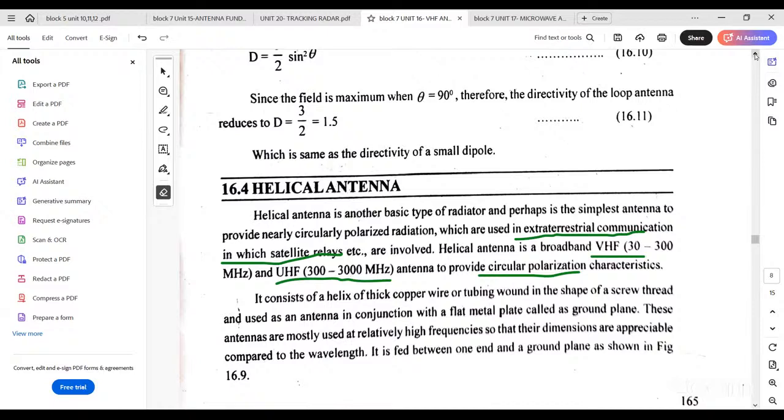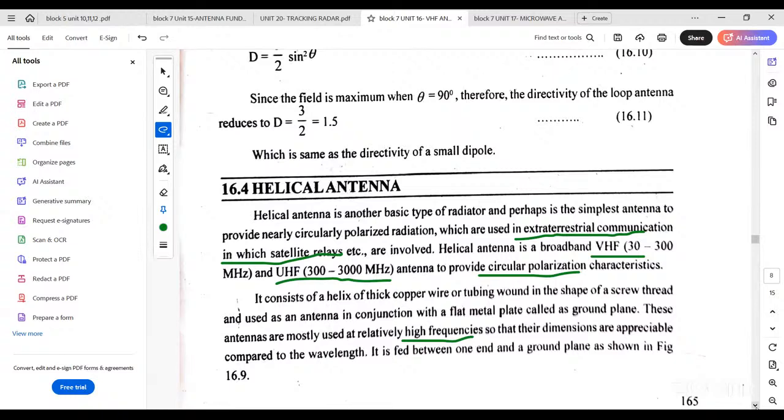At the beginning point of the helical tube, I am keeping one vertical plate. That plate is called the ground plane plate. See in the diagram, we have the ground plane plate. Where are these antennas mostly used? These antennas are mostly used, and useful, in very high frequencies.